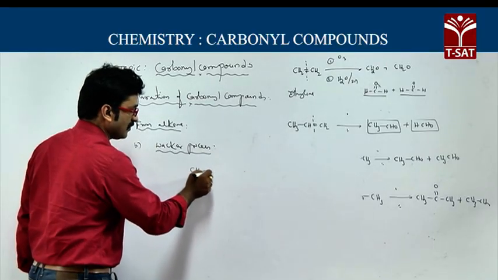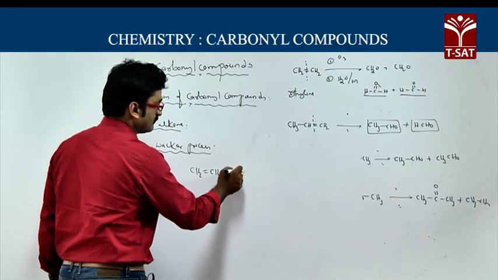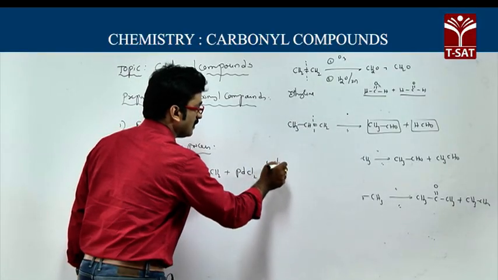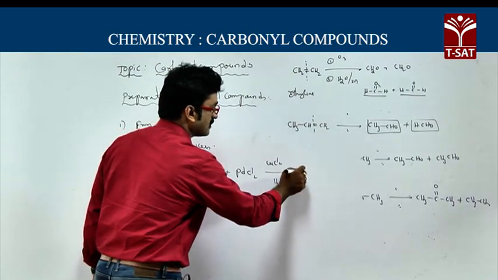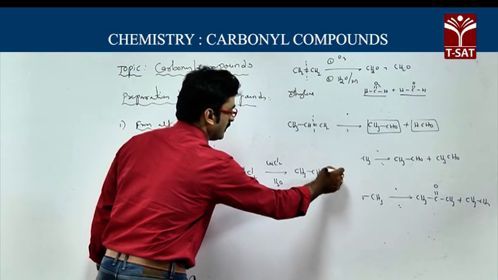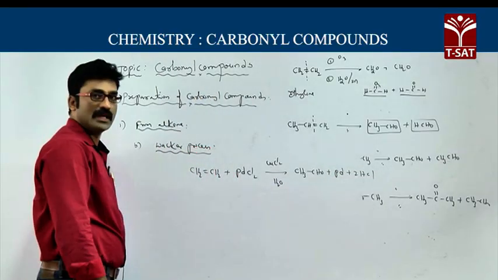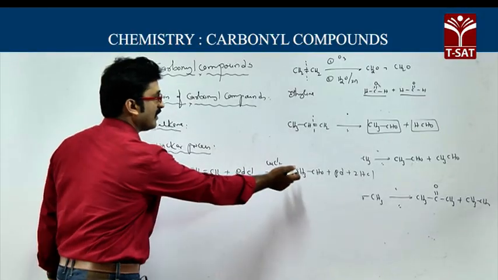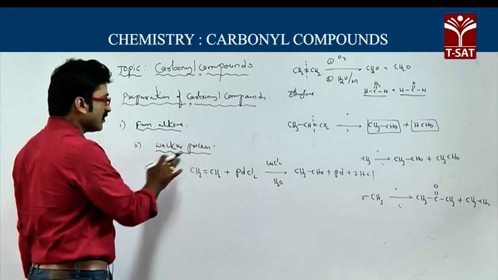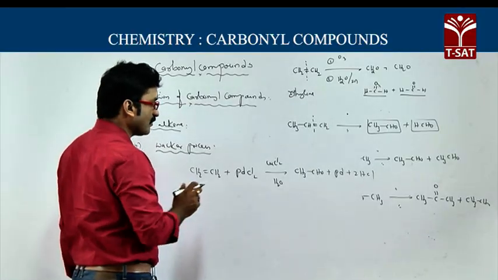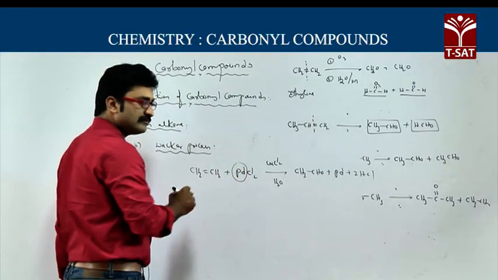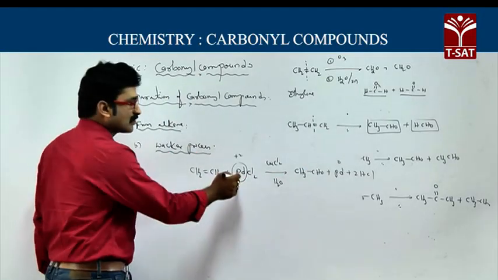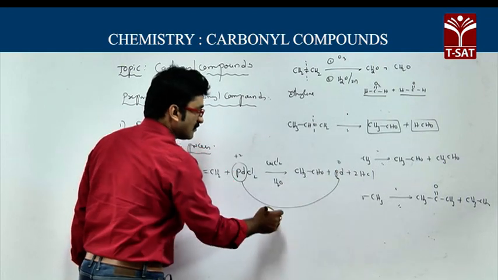In this, CH2=CH2, when it reacts with PdCl2 in the presence of CuCl2 and water, in this case you will get CH3CHO plus Pd plus 2 HCl. And in this process, we are using PdCl2, CuCl2 and we are preparing acetaldehyde from ethylene. This process is called the Wacker process, and in this Wacker process the oxidation state of Pd is changing from +2 to 0. So you know that the decrease in oxidation number is called what? Reduction.